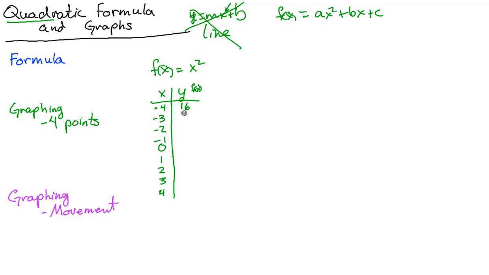Negative 3 squared is 9. Negative 2 squared is 4. Negative 1 squared is 1. 0 squared is 0. 1 squared is 1. 2 squared is 4. 3 squared is 9. 4 squared is indeed 16.